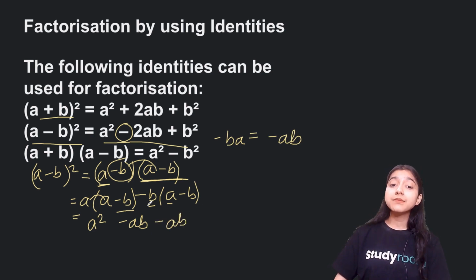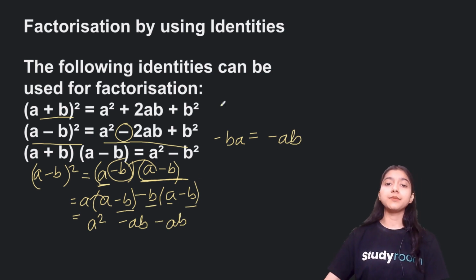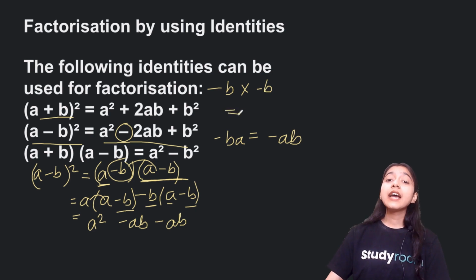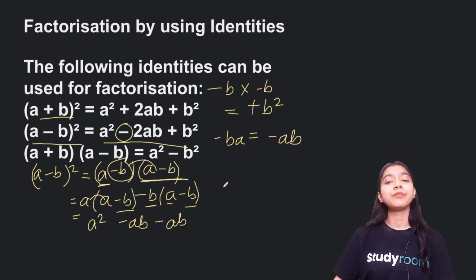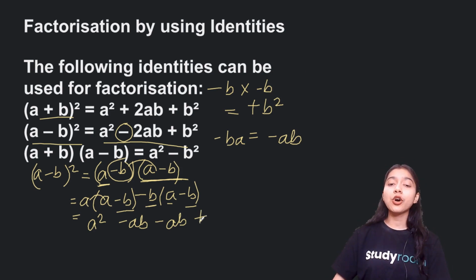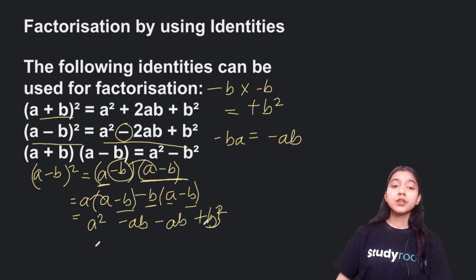Now what we have is minus B multiplied with minus B. We know when minus gets multiplied with minus, it gives us positive sign. B multiplied with B gives us B square. This we have learned in exponents and power. So we have plus of B square. So ultimately we have A square.